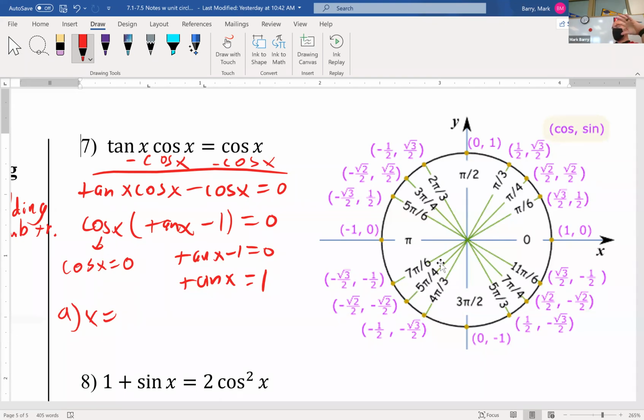I think again here, I'm going to get 4 answers. I'm going to get 2 answers for each of those, 2 answers for cosine x equals 0 and 2 answers for tan x equals 1. All right.